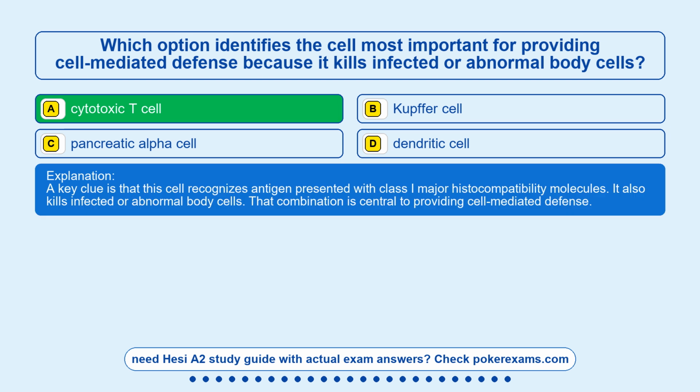A key clue is that this cell recognizes antigen presented with class I major histocompatibility molecules. It also kills infected or abnormal body cells. That combination is central to providing cell-mediated defense.